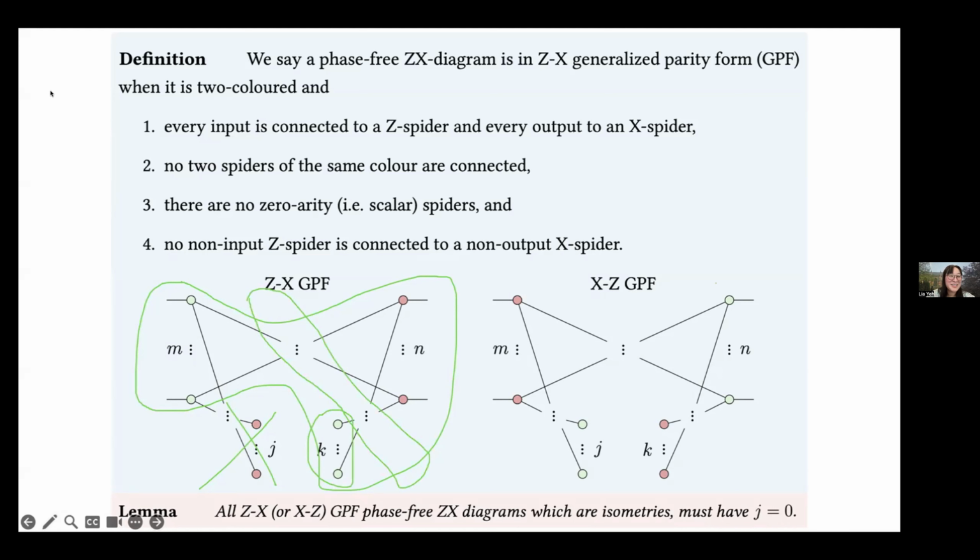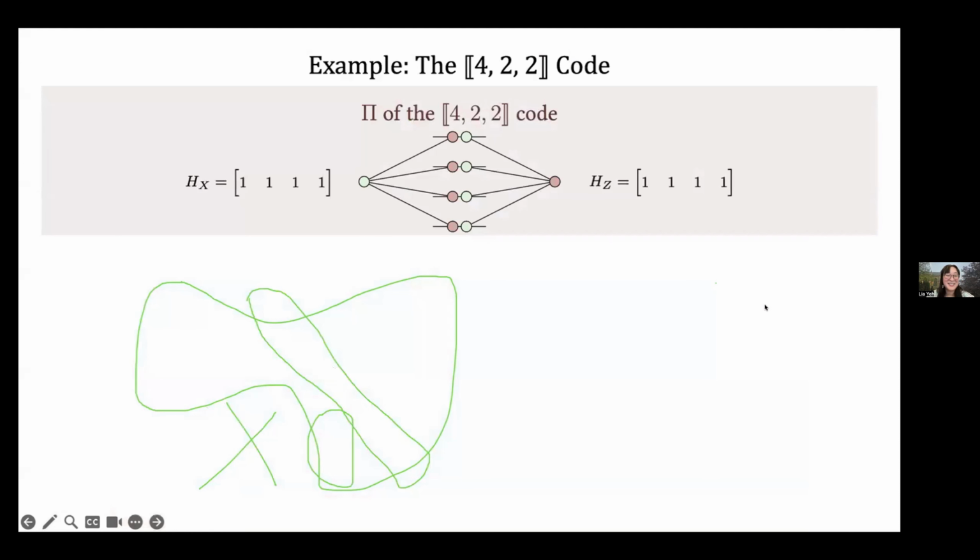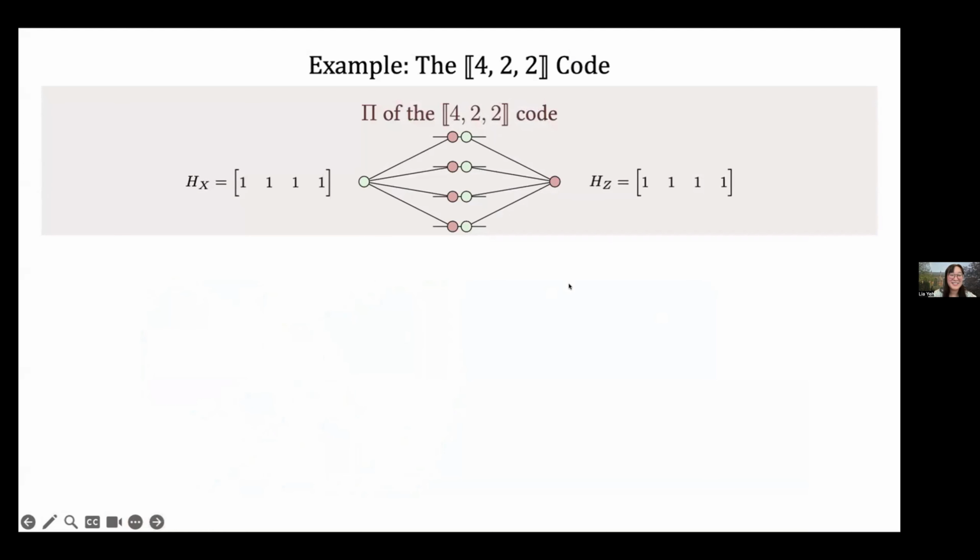Okay, I shouldn't be allowed to draw anymore. It's not very good, but I can clear it. Okay, there we go. So we can look at an example of a phase-free ZX calculus encoder in this normal form.